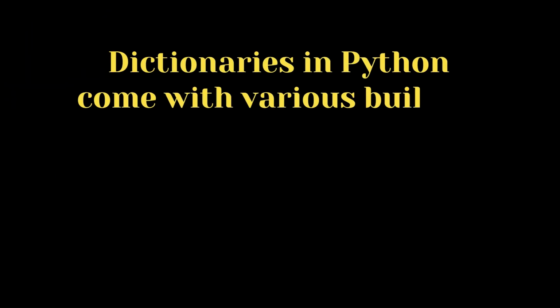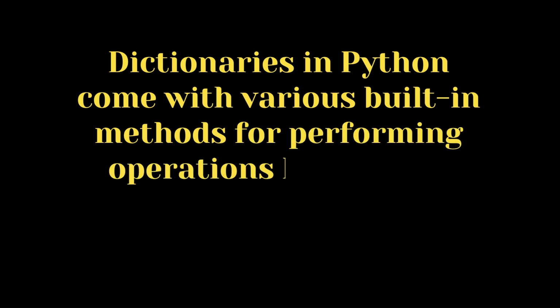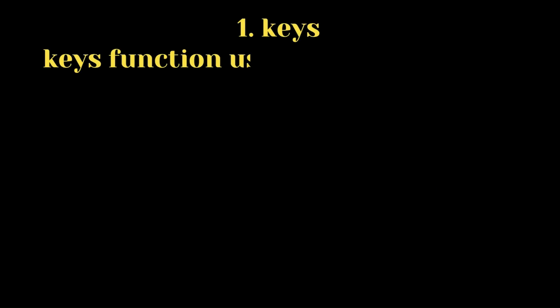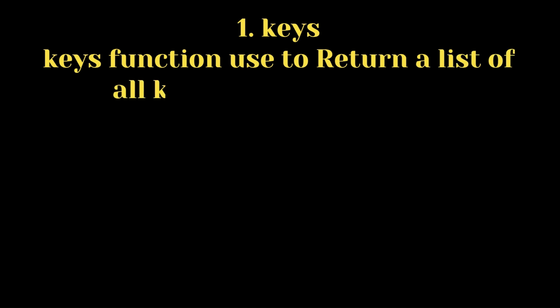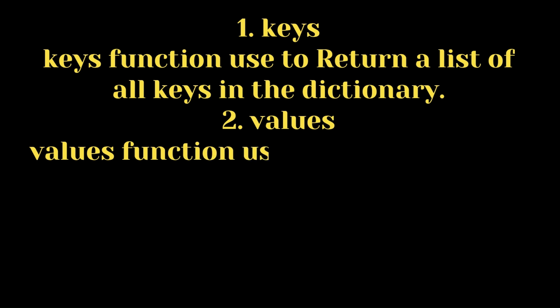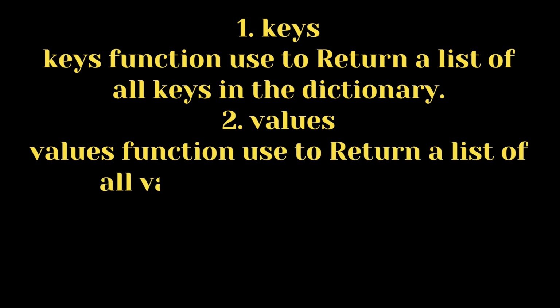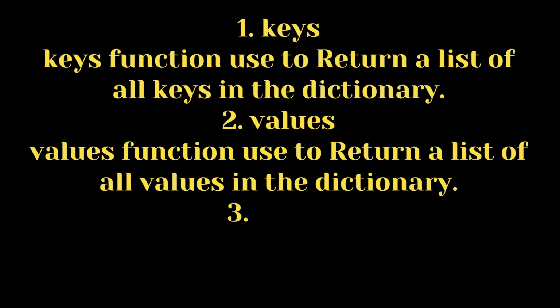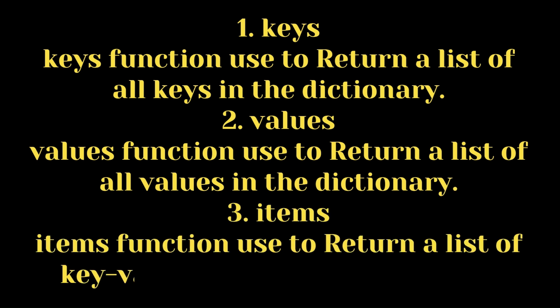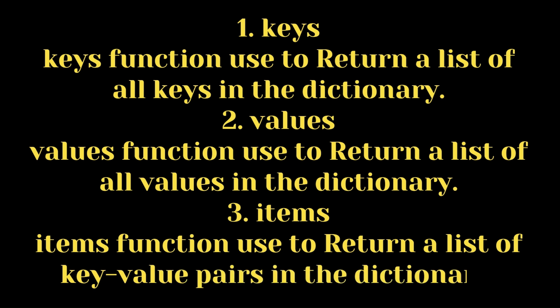Dictionary methods. Dictionaries in Python come with various built-in methods for performing operations like adding items, removing items, and accessing keys and values. 1. Keys. The keys function is used to return a list of all keys in the dictionary. 2. Values. The values function is used to return a list of all values in the dictionary. 3. Items. The items function is used to return a list of key-value pairs in the dictionary.